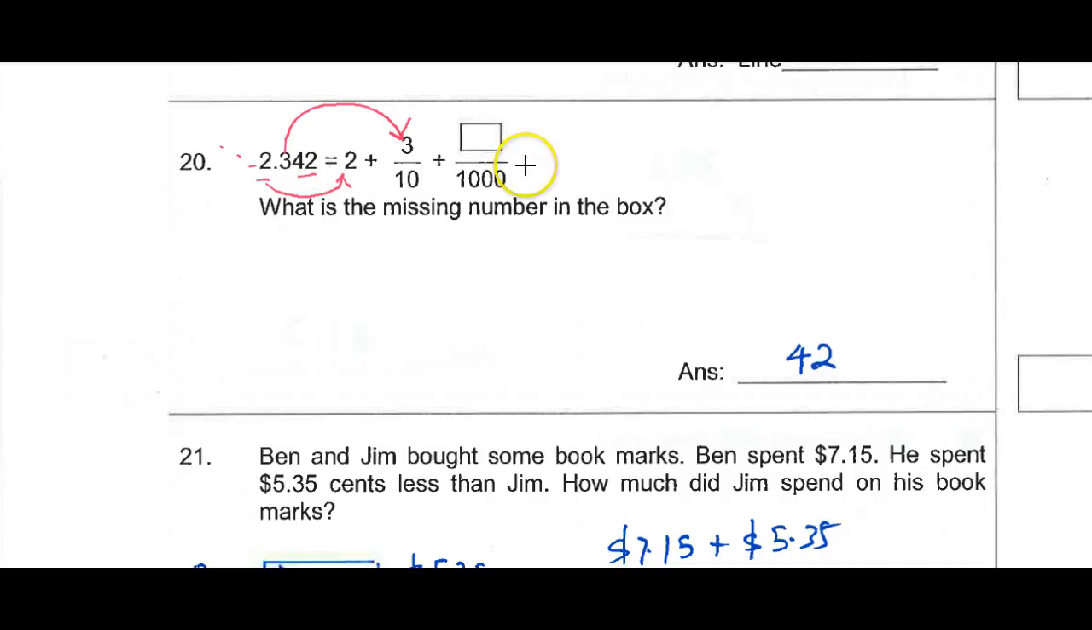42 over 1,000, right? Now this 2 is inside here, there's a 2, 2 over 1,000. This is 40, so it's actually 40 plus 2, so the answer is 42. You can figure this out yourself slowly. Let's carry on.